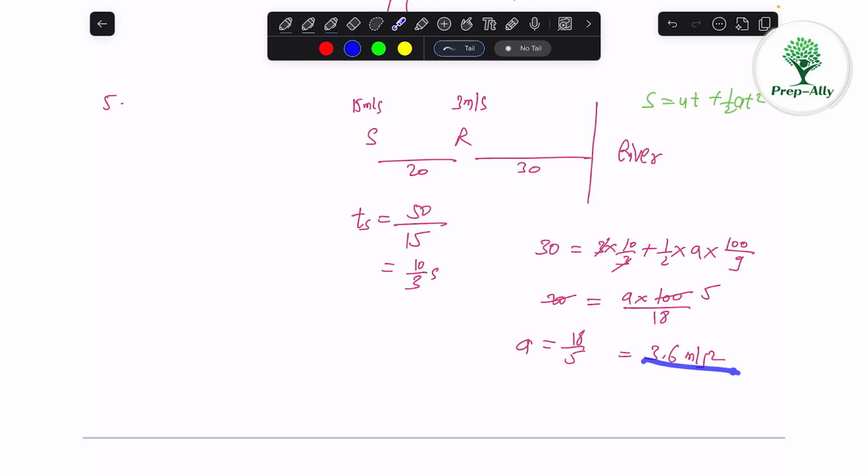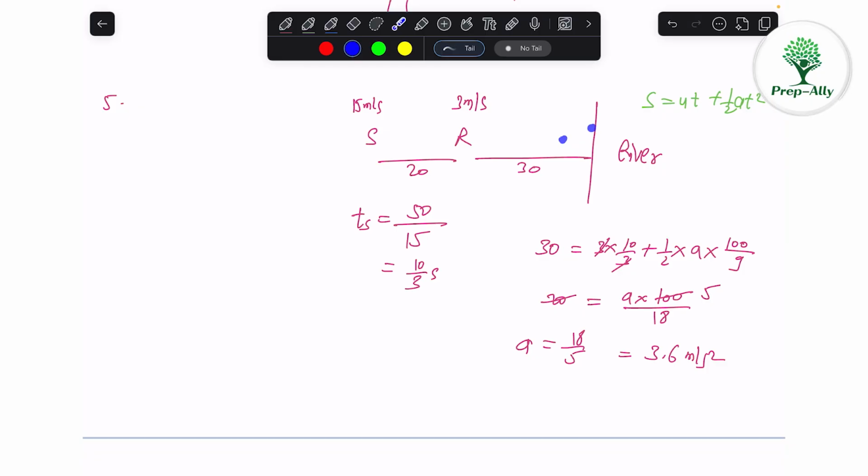If the acceleration is more than this, then it will take less time than 10 by 3 seconds, and he can reach here before 10 by 3 seconds and then he will be safe from Sham. Okay, and if the acceleration is less than this, then the time taken will be more. So in 10 by 3 seconds he will not reach there, he will be somewhere here, and the Sham is reaching the river at 10 by 3 seconds, right?